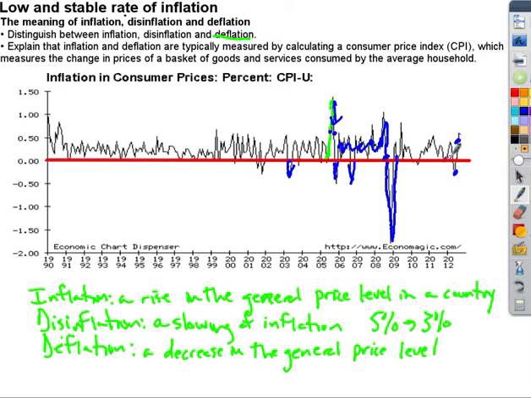Then this is inflation. Coming down this way is disinflation. So anyway, that's that. Now I want to take a look at the CPI and what the CPI is.